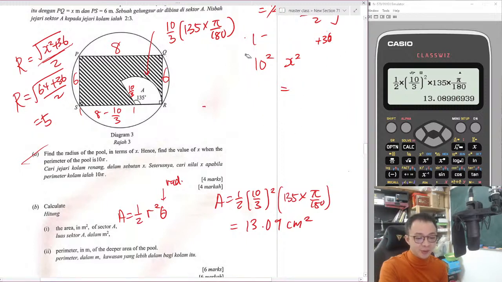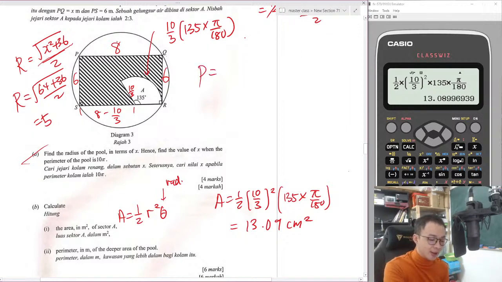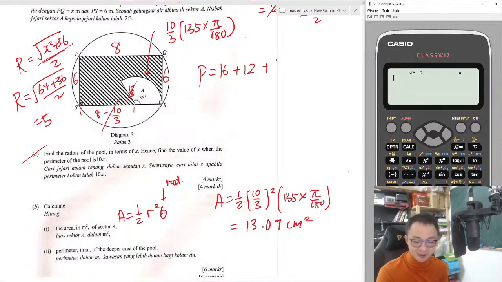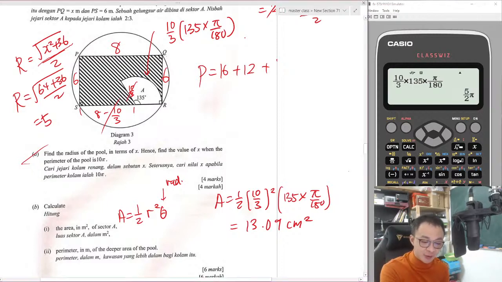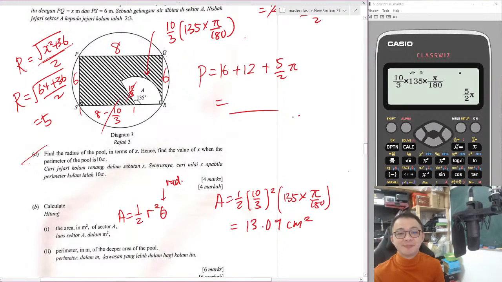If you want me to do it together with you, let's do it real quick. This one minus 10 over 3, this one plus 10 over 3, I just cancel it out. So 8 plus 8 is 16, plus 12, plus this one, 10 over 3 multiplied by 135 multiplied by pi over 180, which is 5 over 2 pi. Then you add all together, you will get the final answer.